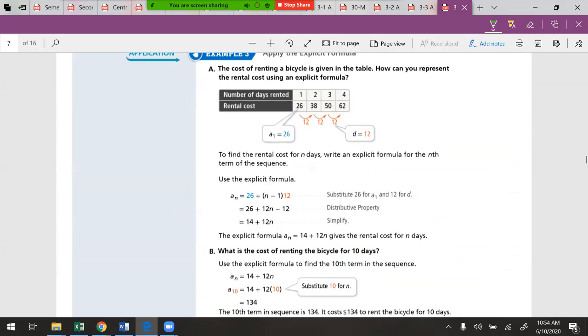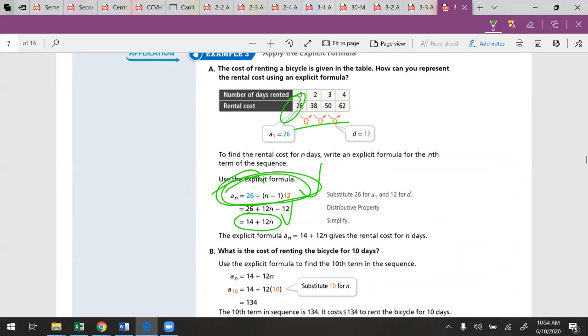Okay, the cost of renting a bike is shown here. What is the explicit formula? Well, here's your first number. You're adding 12, boom. There you go. And you can even leave it like this if you want, or if you want to write it in slope-intercept form, that's also fine too. But both are gonna be acceptable.